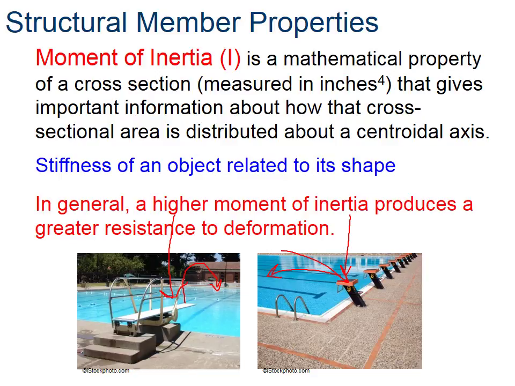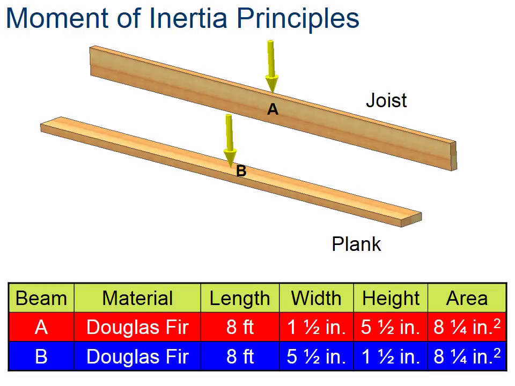So in general, a higher moment of inertia produces a greater resistance to deformation. We're going to look at why some of these boards will flex more or flex less depending on what they're made of and how they are turned. So how does moment of inertia help us? What is it going to do? How is it going to make a difference to us in our lives?